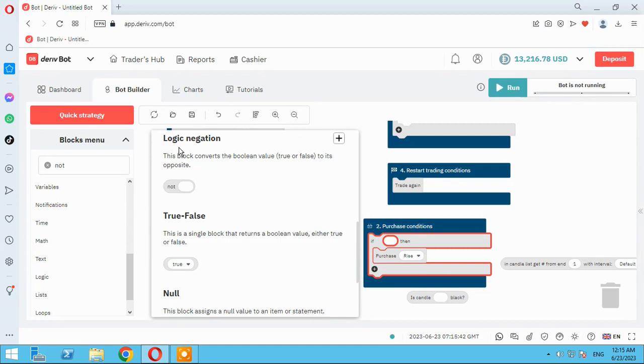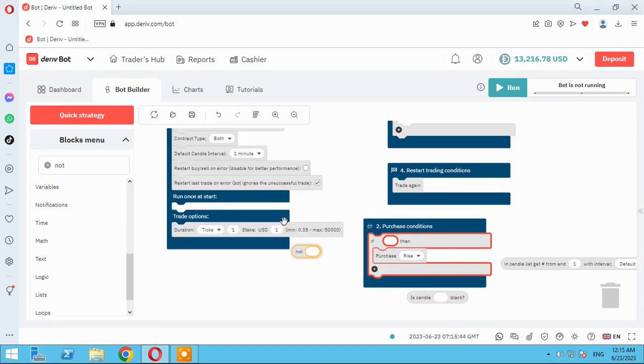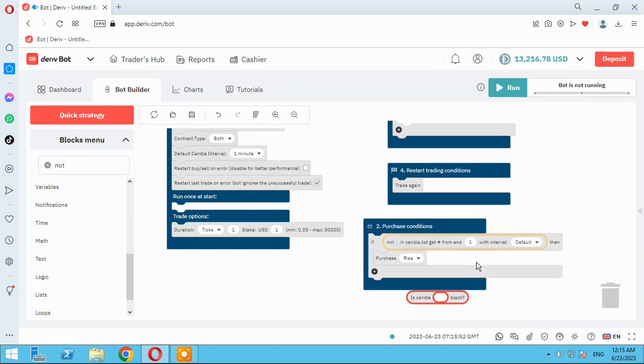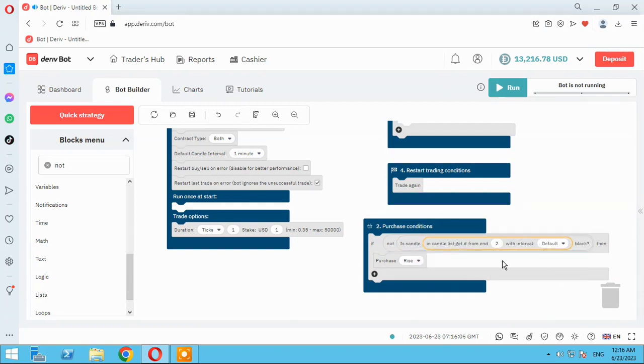Yes, here in logic. If last candle is not black, it's the last candle. If the last candle, or candle number 2, is not black, it means green, purchase.